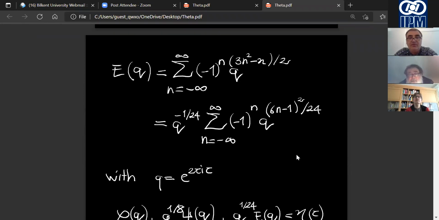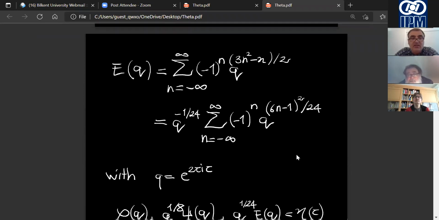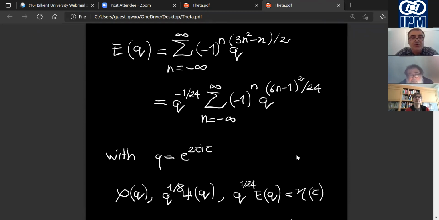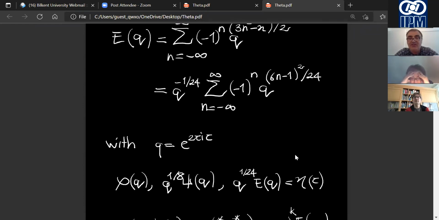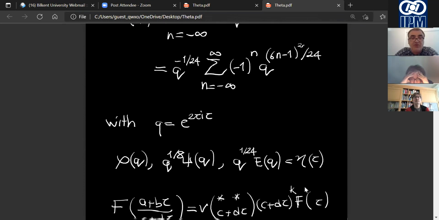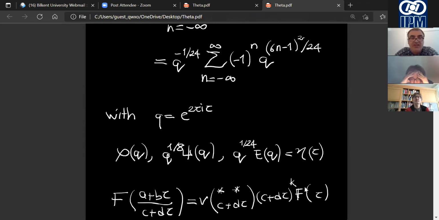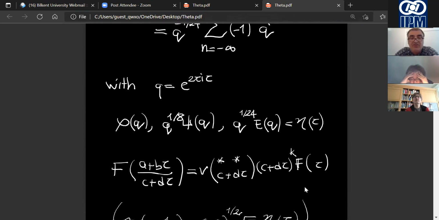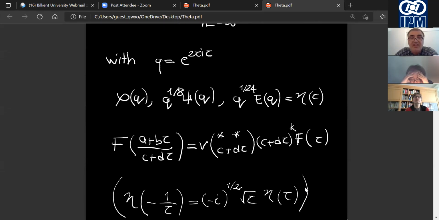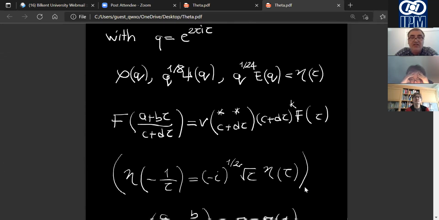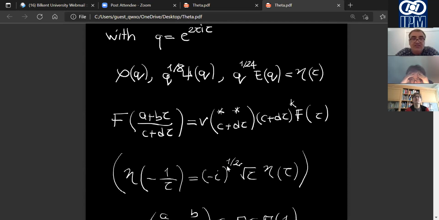If we set q to be e to the 2 pi i tau, the E of q function becomes the eta function, eta of tau. Each of these functions is what we call a modular form of weight 1/2. A modular form of weight k is a meromorphic function that satisfies functional equations like this.